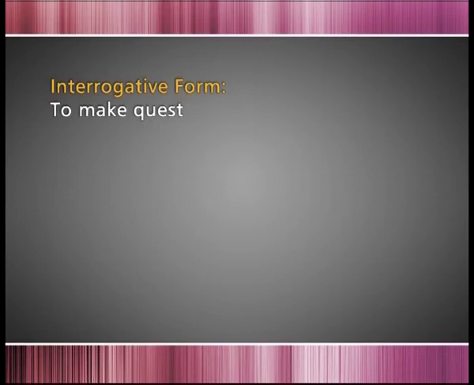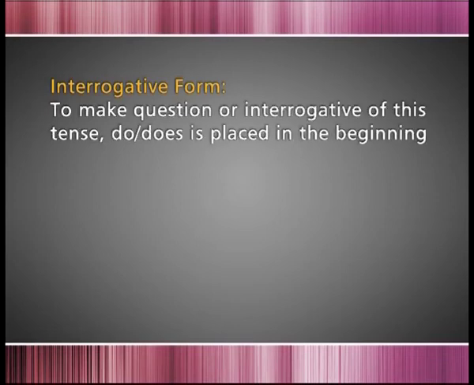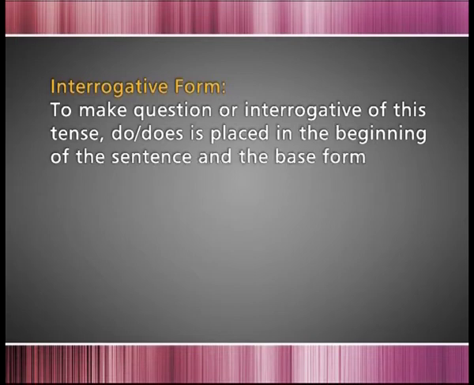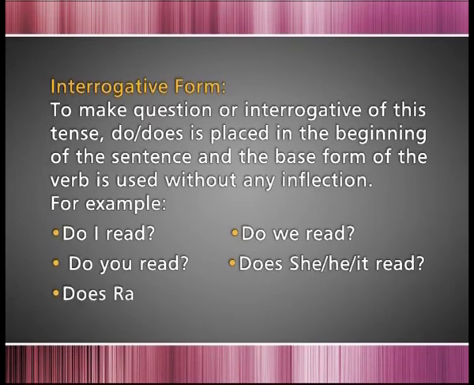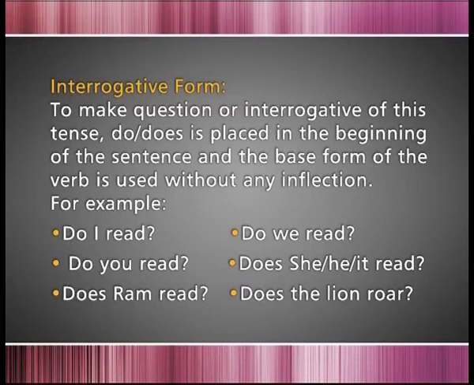Interrogative form. To make question or interrogative of this tense, do or does is placed in the beginning of the sentence and the base form of the verb is used without any inflection. For example, do I read? Do we read? Do you read? Does she or he or it read? Does Ram read? Does the lion roar?